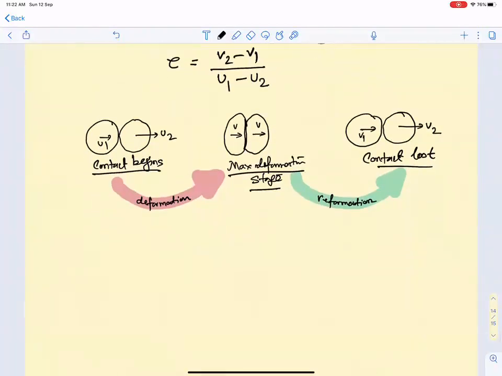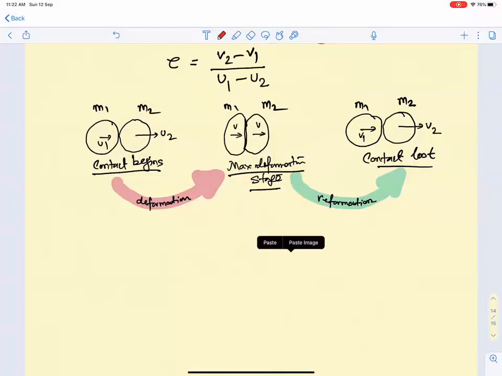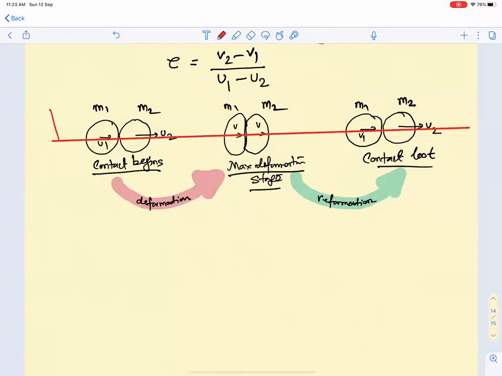However, so there are masses M1, M2. Now you know the impulses act along which line here. So impulse, this line, right? This red line is along the common normal. So this is known as the line of impact. That means the impulses act along this line. See the impulse here, this way, and here it is this way. Impulses act along this line.